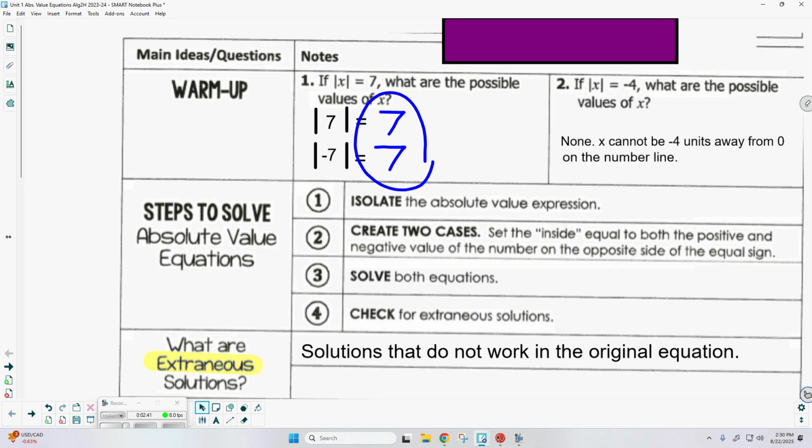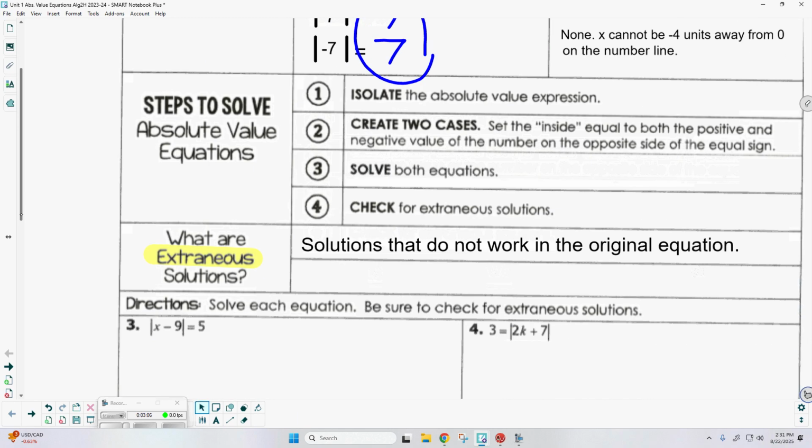So how are we going to solve absolute value equations? Well, I'm glad you asked. Number one, we're going to isolate the absolute value expression. Number two, create two cases. Set the inside equal to both the positive and negative value of the number on the opposite side of the equal sign. I'll explain what that means in just a second. Number three, solve both equations and then check for extraneous solutions.